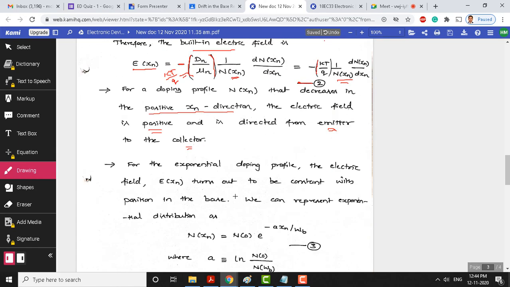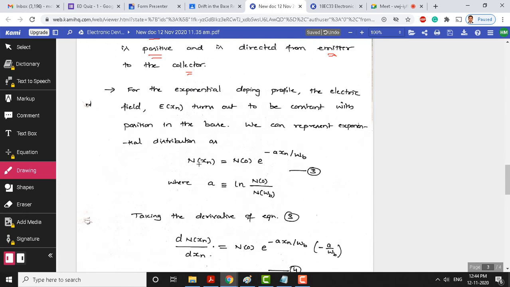And with reference to this, as I told you, this is an exponential distribution function. So, the doping profile as a function of distance can be written as N of x_N equals N of 0 into e to the power of minus a x_N by W_B. This equation, no need to have a proof here, you need to remember this equation. This shows the doping profile which is an exponential distribution.